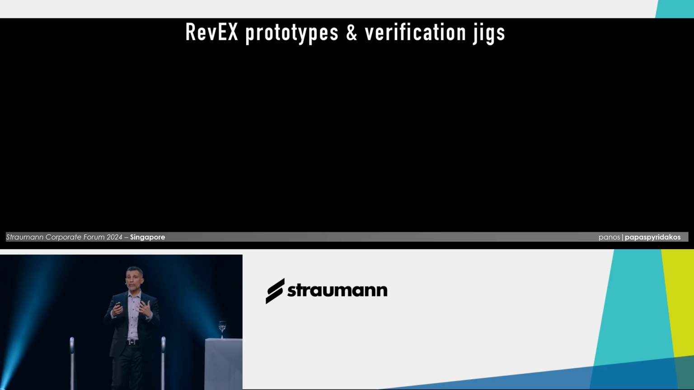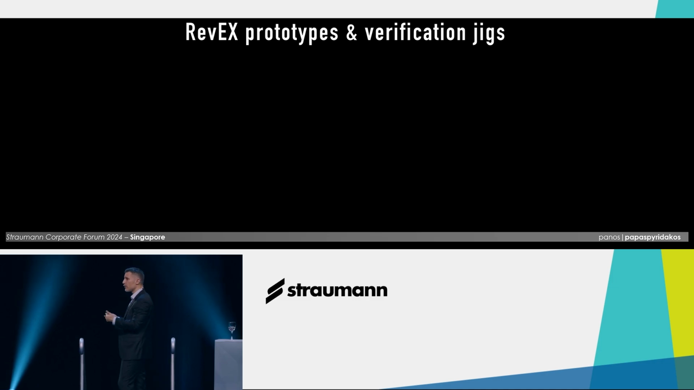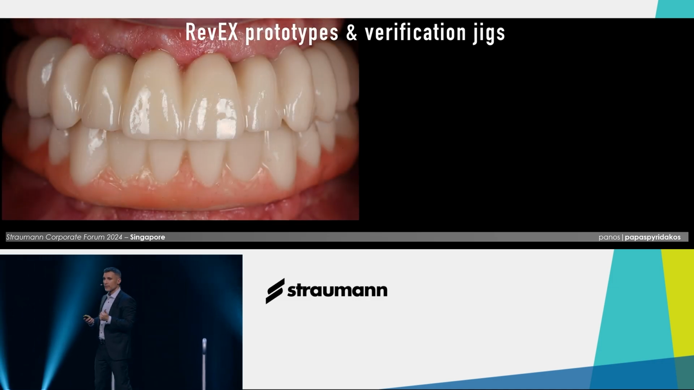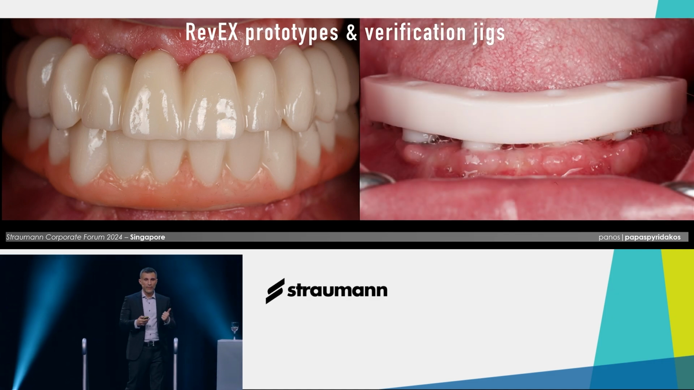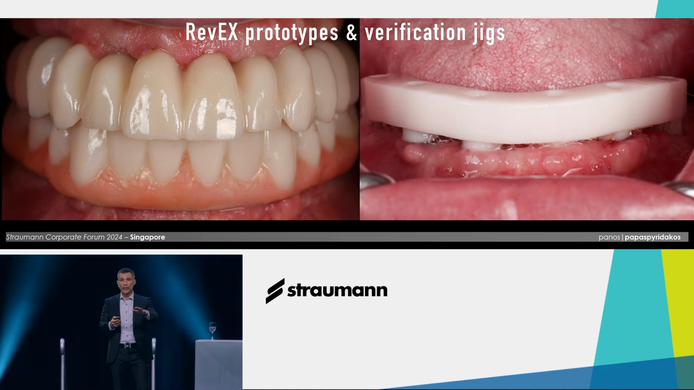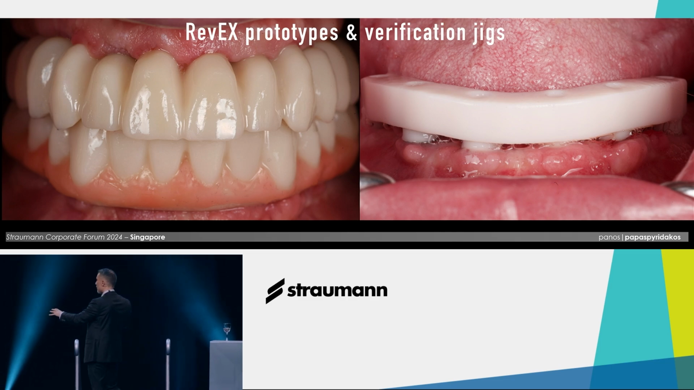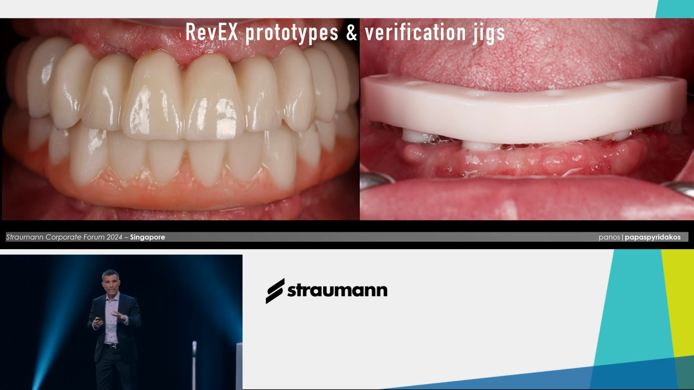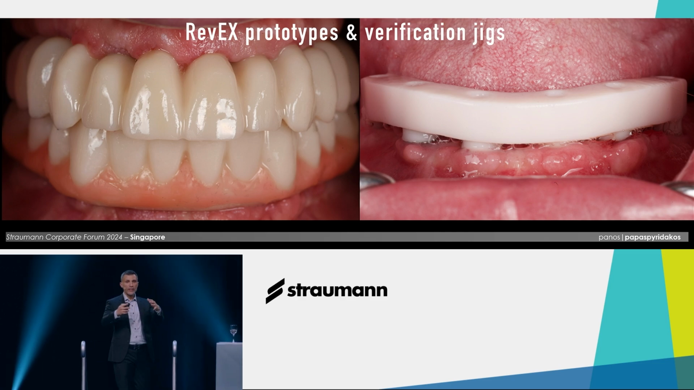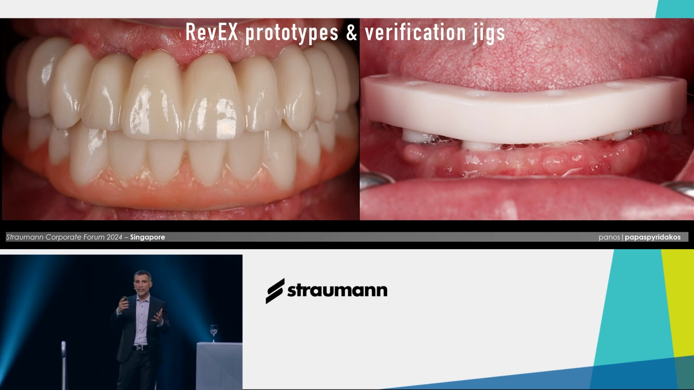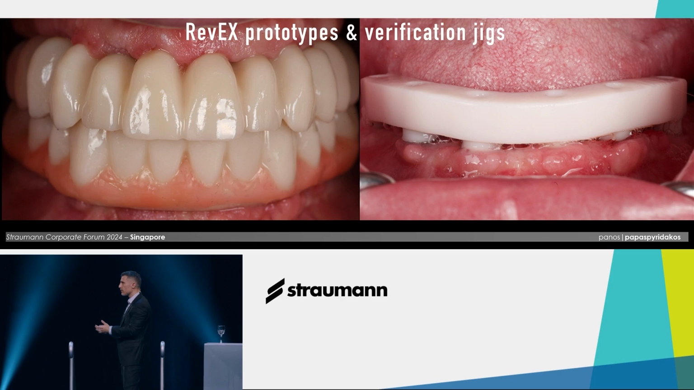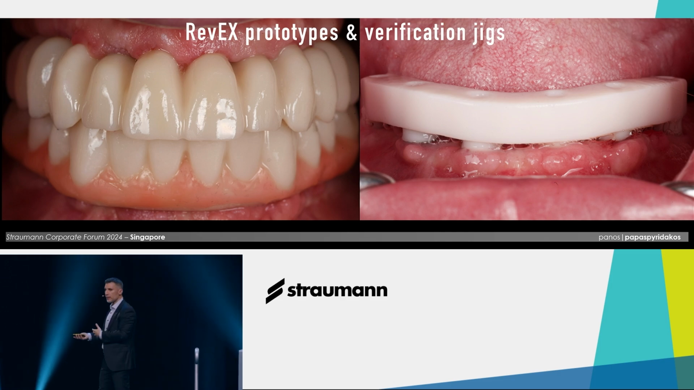What you will get back on the second visit is the prototype and the verification jig for those who are emotional and they want to verify the workflow. Obviously, if there is a misfit, you can section the jig, reconnect it, and move on to the final step.